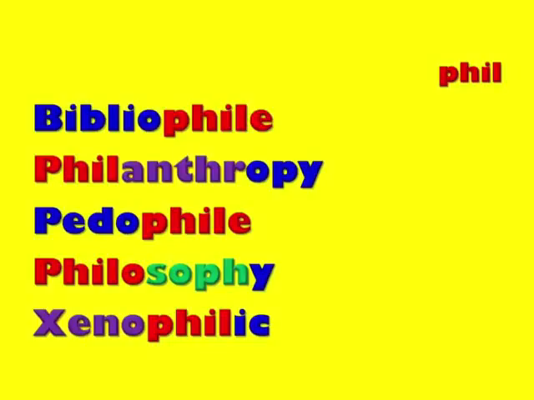Xenophilic means a love of the exotic or things that are from far away. Xeno meaning someone who is far away. For example, in the United States, Hispanics are xeno. They're from an exotic culture, or Asians are xeno. They're like the word xeno, so they're from far away. So xenophilic means a love of that which is from far away.